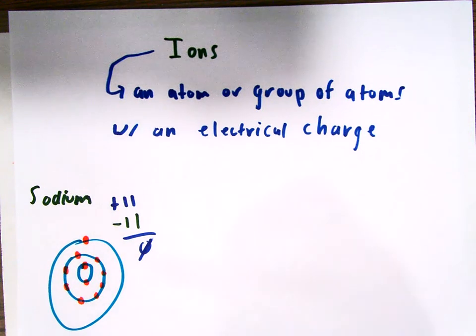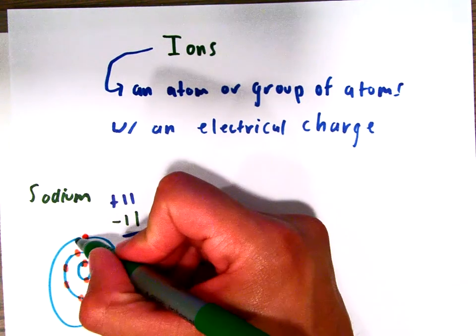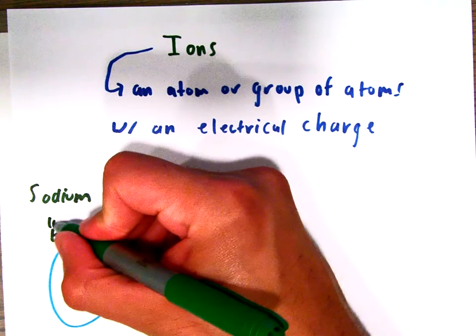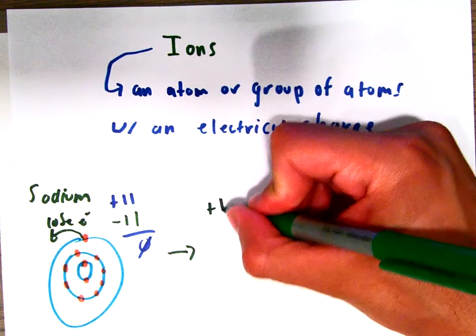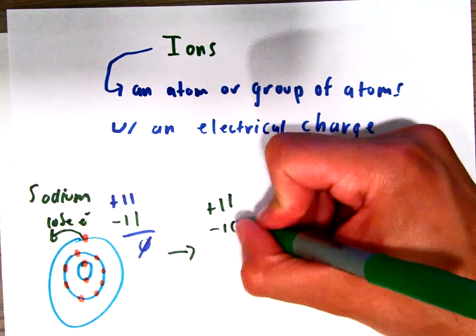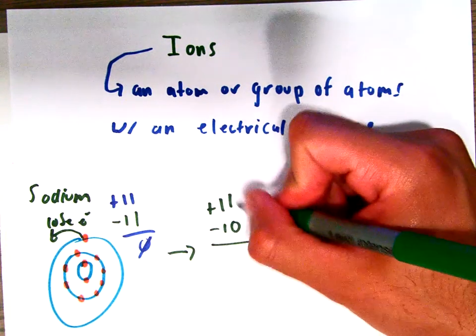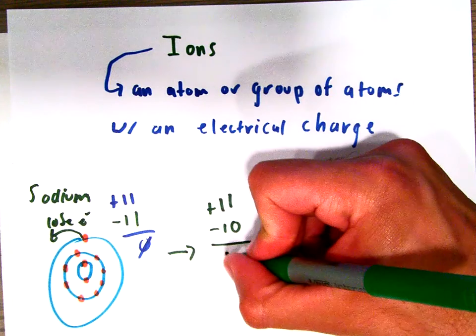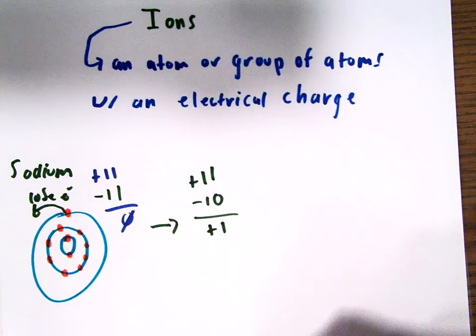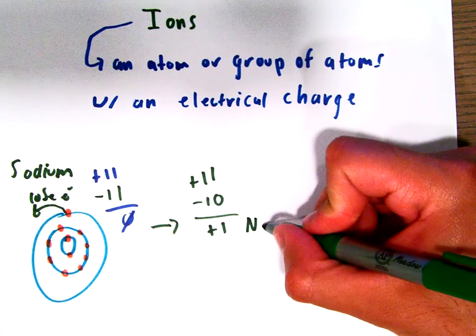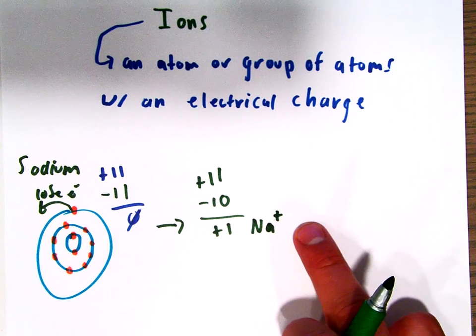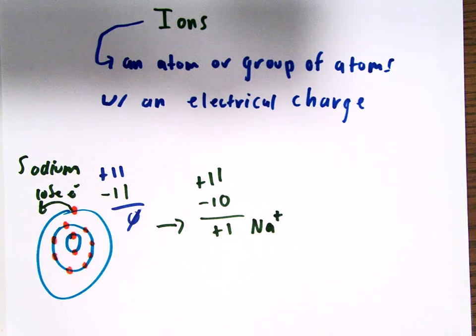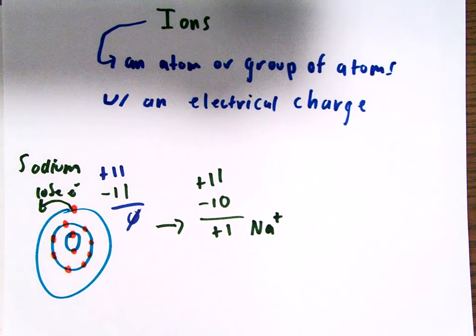So if sodium were to lose this electron, what would end up happening is we would still have 11 protons, but now we would only have 10 electrons. So if we add that up, that gives us a total charge of +1. So that's why sodium forms a +1 ion. Positive, we also call positive ions cations, which we'll define in a bit. Okay? All right.